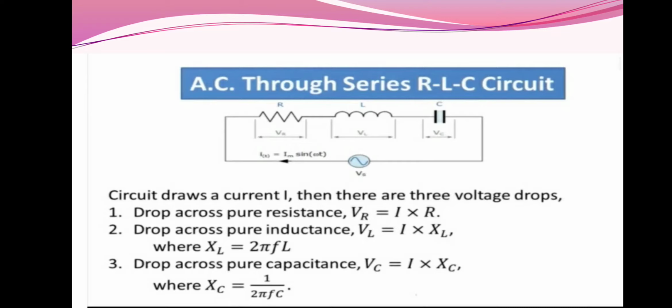Again in series circuit current is same here, but there are three voltage drops. So first we can assume drop across pure resistance VR equal to I into R. Drop across pure inductance VL equal to I into XL, where XL equal to 2 pi FL. Drop across pure capacitor VC equal to I into XC, where XC equal to 1 upon 2 pi FC.